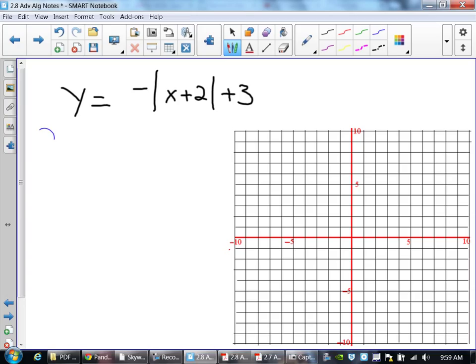What's your A? What's H? And what's K? Label that first when you're doing these, and that'll force you to know what you're doing. So if I have y equals the negative times the absolute value of x plus 2, and then it's plus 3, what's my value of A?